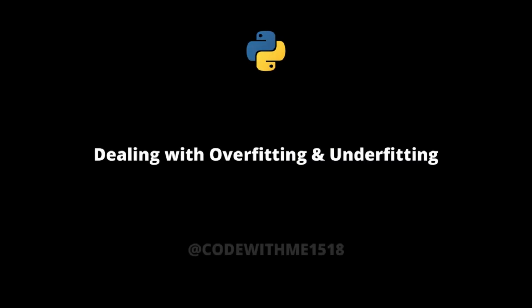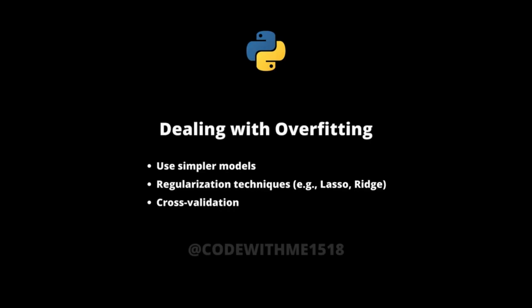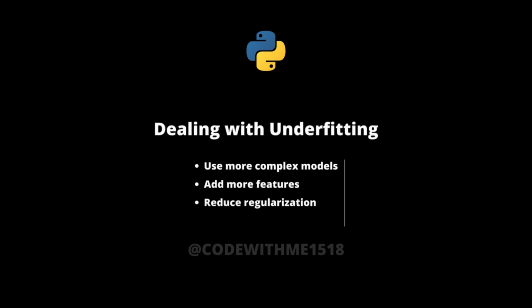Here are some techniques to deal with overfitting and underfitting. Dealing with overfitting: use simpler models, regularization techniques, e.g., lasso, ridge, cross-validation. Dealing with underfitting: use more complex models, add more features, reduce regularization.